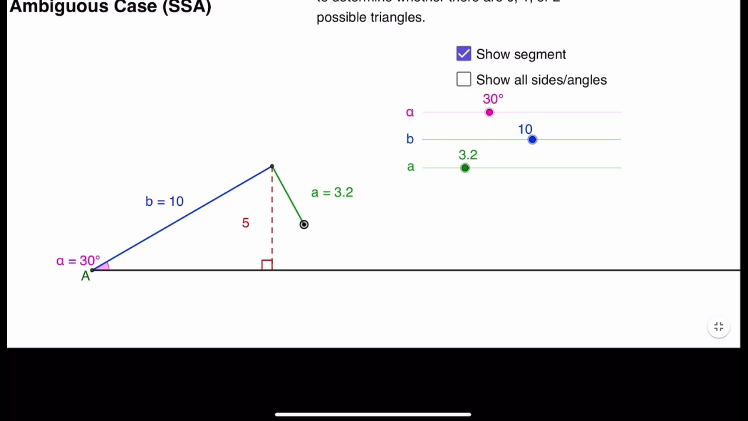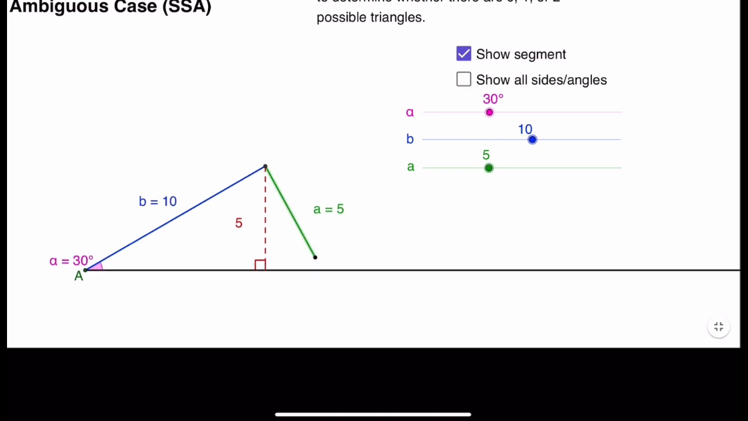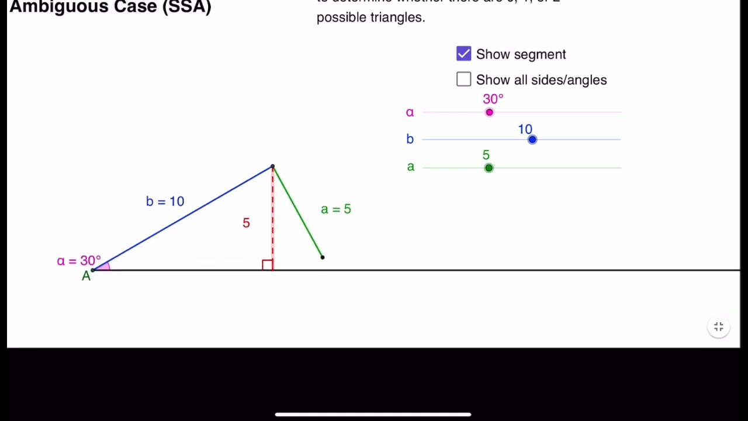When my a is equal to h, which is 5, so my a is 5 and my h is 5, they are equal but less than b, I am able to form one triangle, which is a right triangle, the yellow one. If I swing my a more, I will not be able to form any triangle.